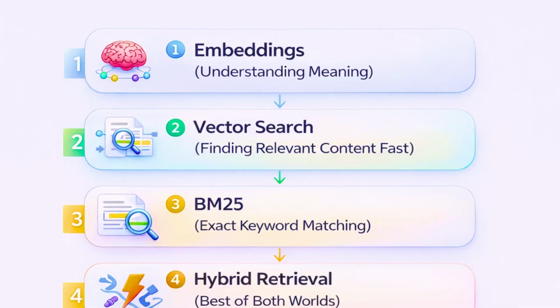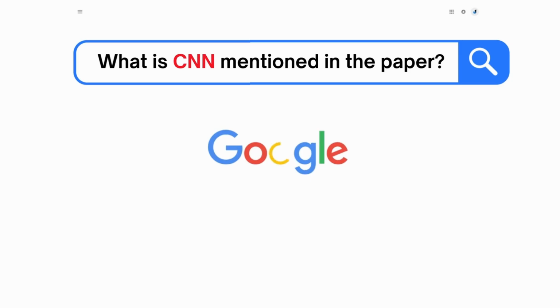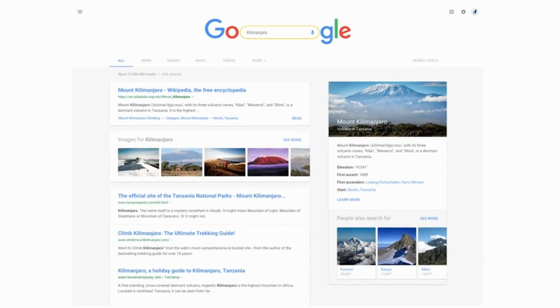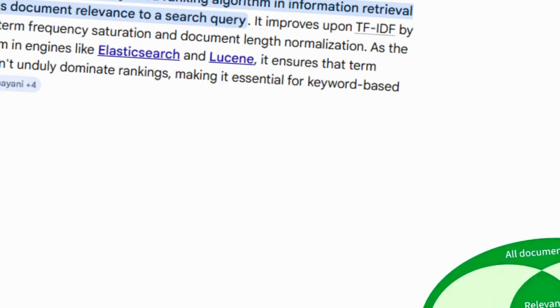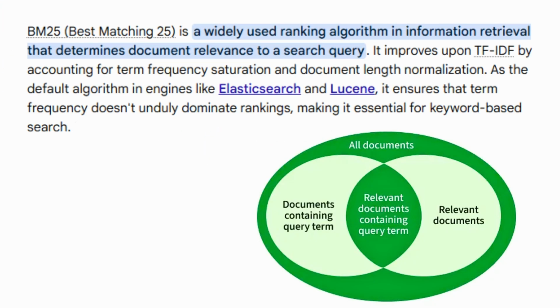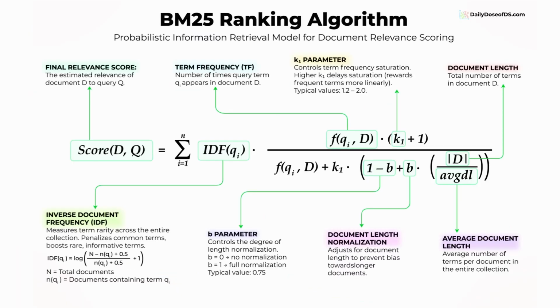Now, let's focus on BM25. Let's say a user asks, what is CNN mentioned in the paper? This time, the exact words matter. If the paper literally contains CNN, you want to find those exact sections. This is where BM25 comes in. Unlike embeddings, BM25 focuses on keyword matching. It checks how often a word appears in a chunk and how rare the word is across the document. So if CNN appears multiple times in a section, BM25 will rank it higher.